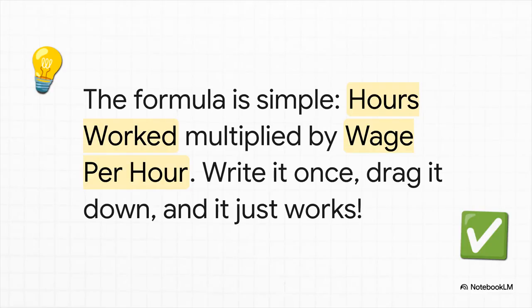And the formula? Couldn't be easier. It's just hours worked times wage per hour. And you know the best part? You write it once for Alex, drag it down, and boom, it works perfectly for Brianna, for Charles, for everybody else. The spreadsheet is smart enough to just adjust the formula for each new row. Simple, clean, effective. But what happens when our data isn't set up so nicely?